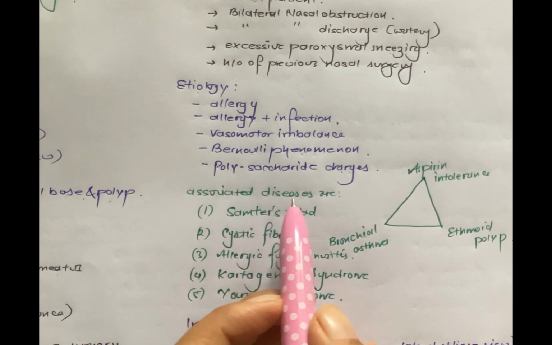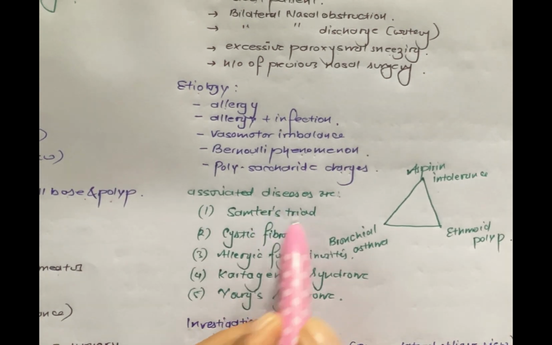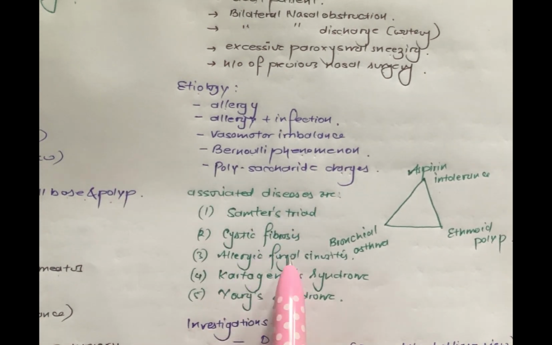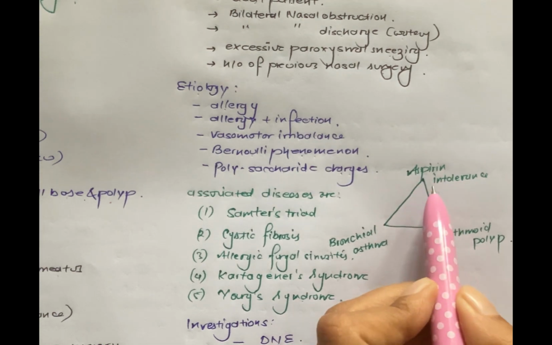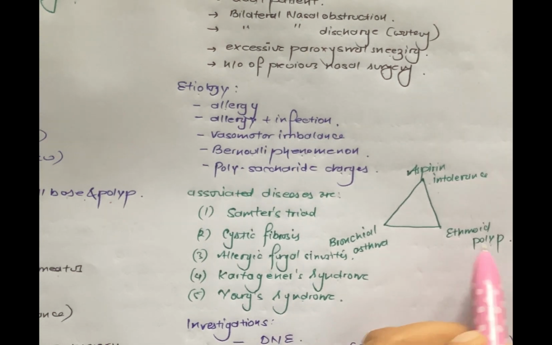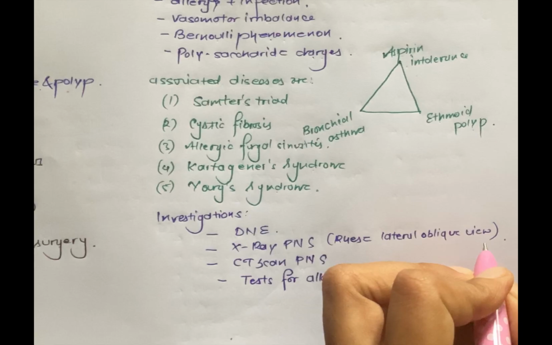The associated diseases are Samter's triad, cystic fibrosis, allergic fungal sinusitis, Kartagener syndrome, and Young syndrome. Samter's triad is the triad of aspirin intolerance, ethmoidal polyp, and bronchial asthma.